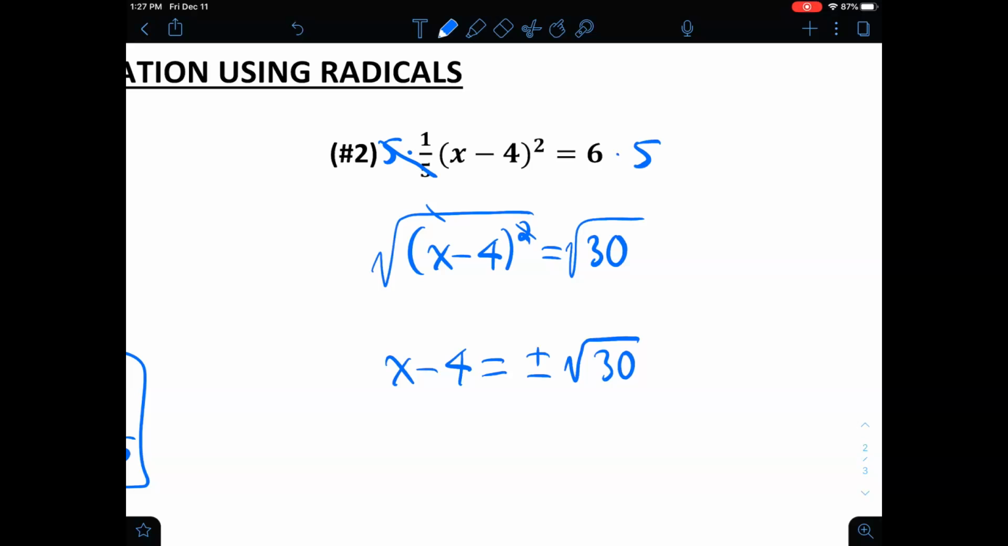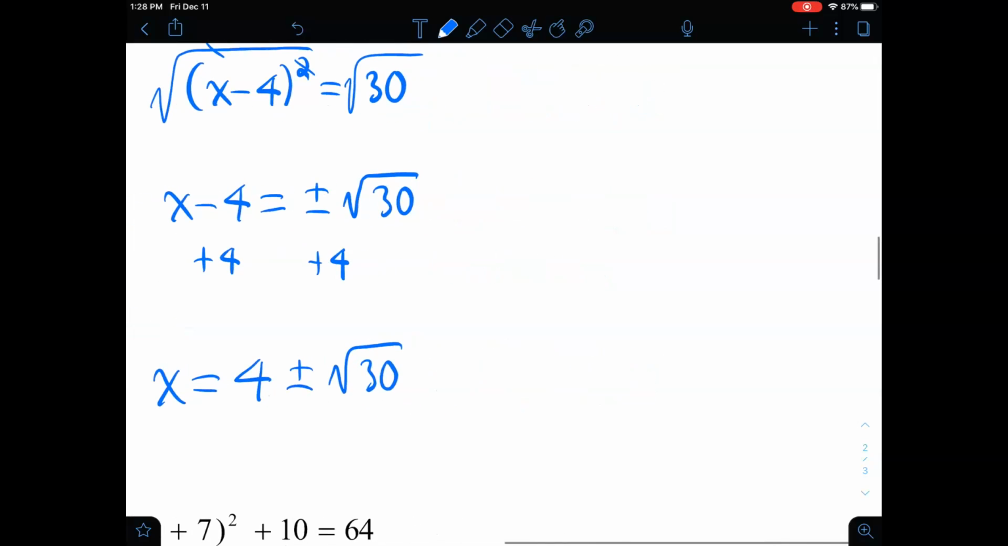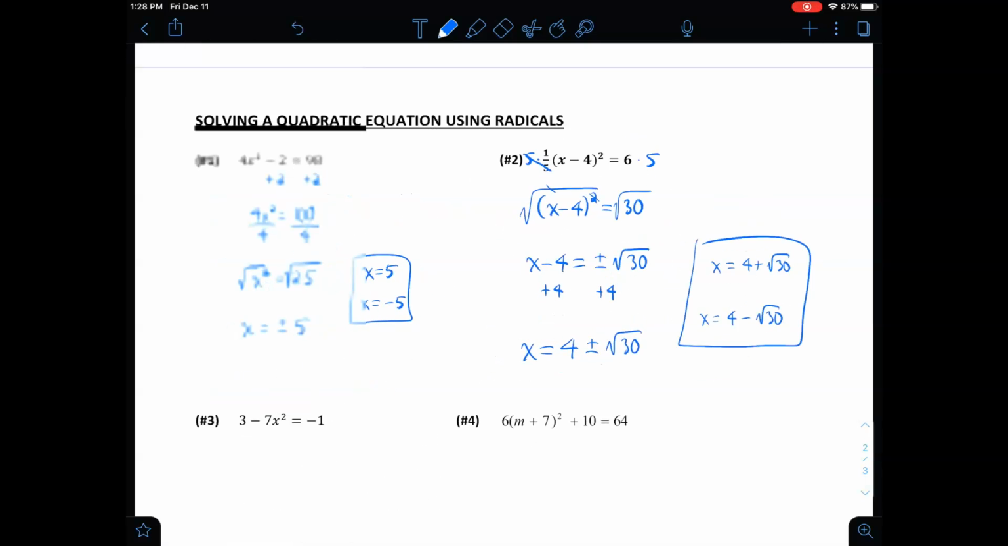Okay? And the last step, we need to get x by itself. We're going to go ahead and add 4 to both sides. And then I'm going to write it this way. I'm going to write x equals, I like to put the whole number in front usually. And that's kind of a thing we do as mathematicians. So we're going to have 4 plus or minus the square root of 30. So you would have, for example, x equals 4 plus square root of 30, or x equals 4 minus square root of 30. And those would be your final answers. Okay?